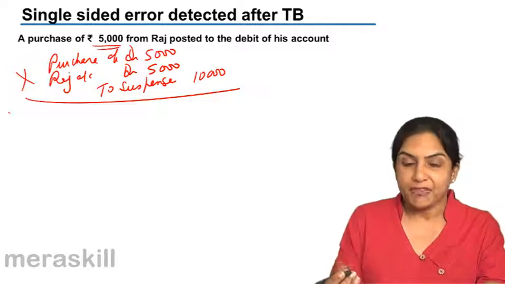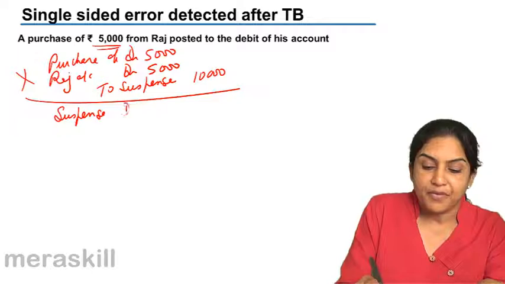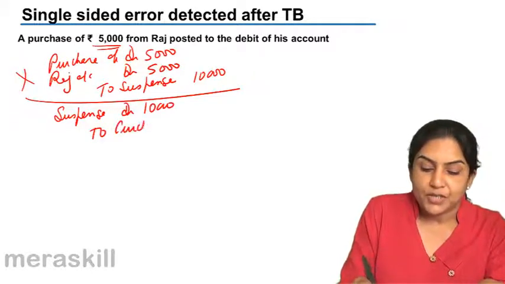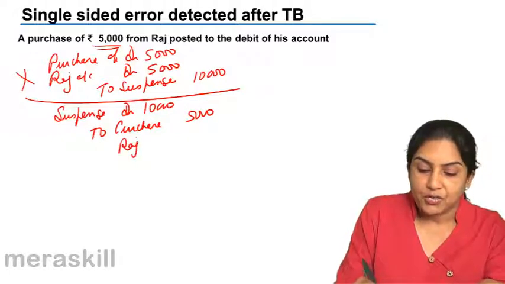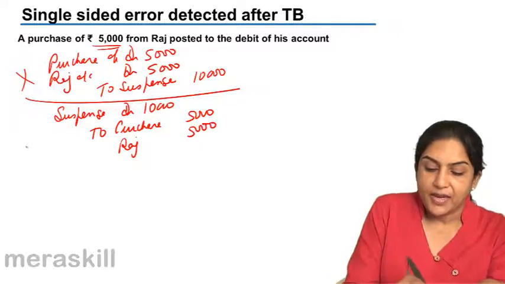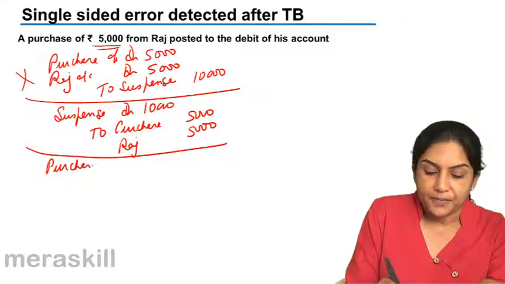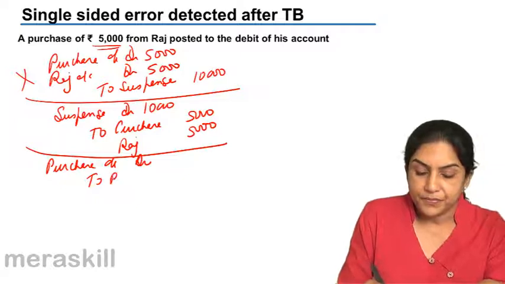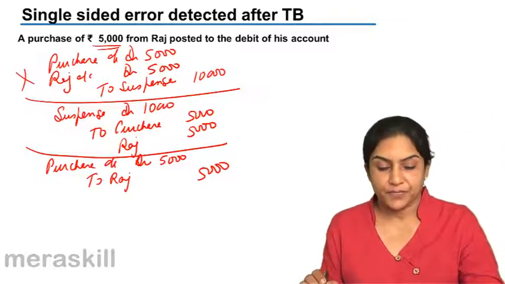So how do we rectify this? Like I said before, you can reverse the above entry: suspense account debit 10,000 to purchase 5,000, to Raj account 5,000. And then pass what should have been the correct entry, which is nothing but purchase account debit to Raj 5,000.